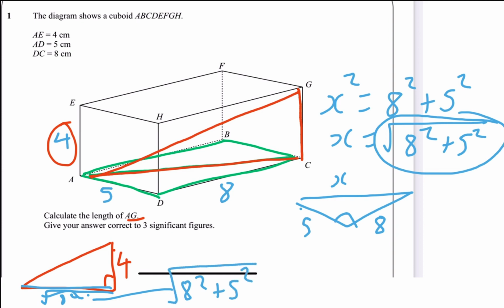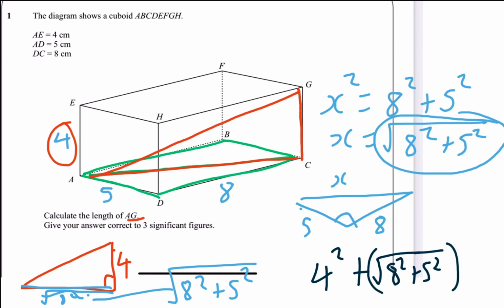Okay, that gave us the diagonal. And if I use that, and I use Pythagoras' theorem again, I do 4 squared plus the square root of 8 squared plus 5 squared, squared. Okay, I square that answer and then square root the whole thing. That will give me my value from A to G.